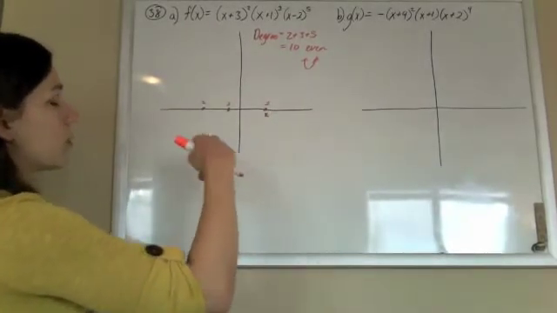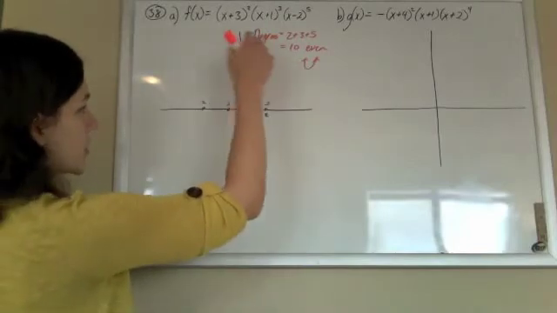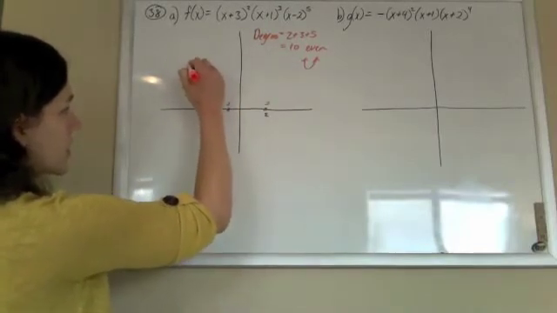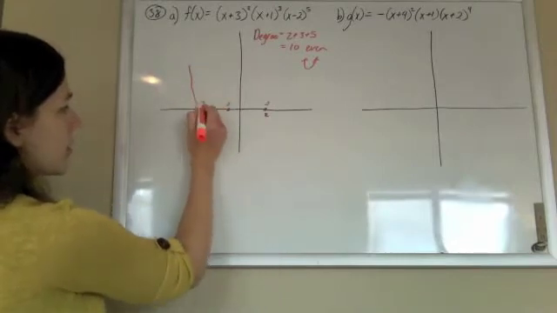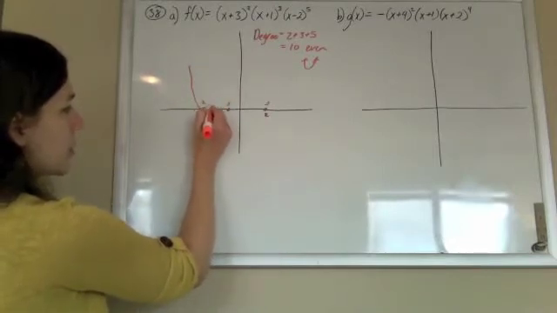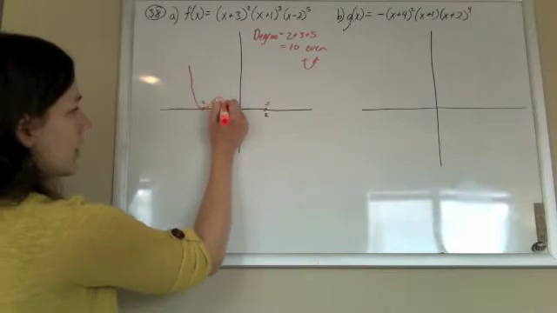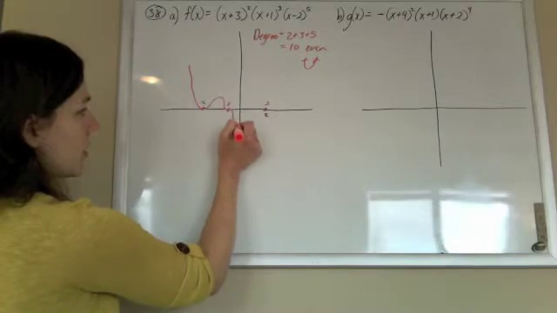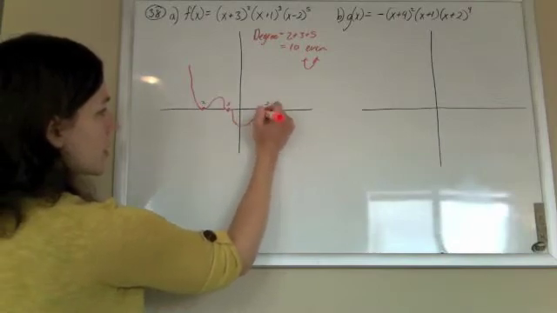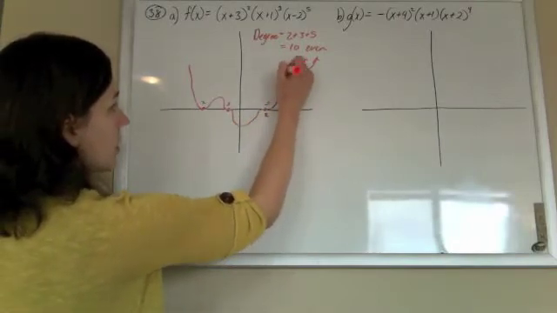So, ready to graph. I know I'm going to start up here. I'm going to start up. When I hit this one, it's going to look like a little parabola. When I hit this one, it's going to look like a little noodle. When I hit this one, it's going to look like a slightly flatter noodle.